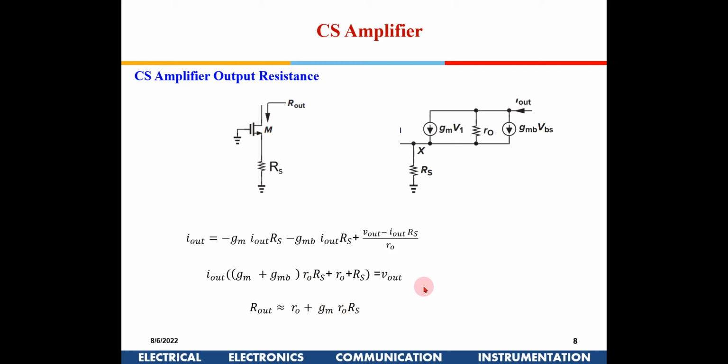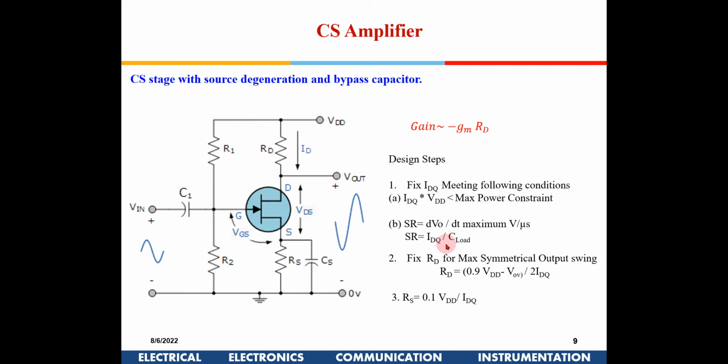So at what point was this KCL application? KCL was applied at this node. I out is coming in, and these three currents are going out. Okay. Right. Okay.